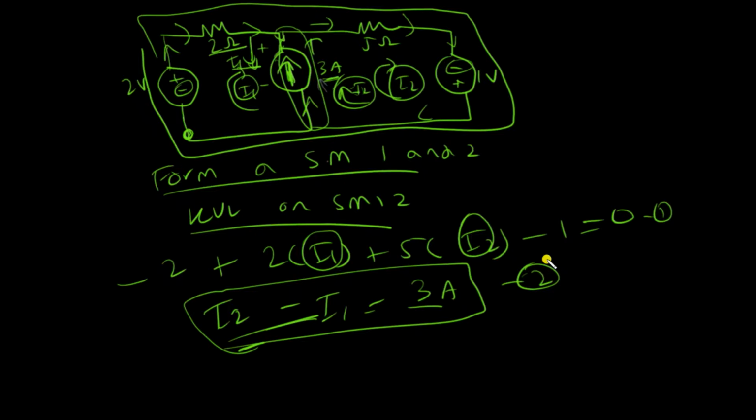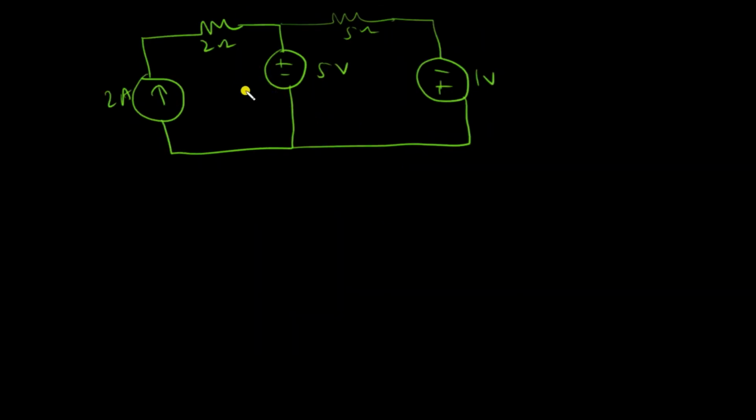So this is how you form super meshes. Now I'll show another example with the current source at the periphery of a mesh. I have this circuit now, and there's a slight difference: the current source is not at the intersection of two meshes, it is just at the edge of a mesh. I'll identify the two meshes first, I1 and I2, and I need to find them.